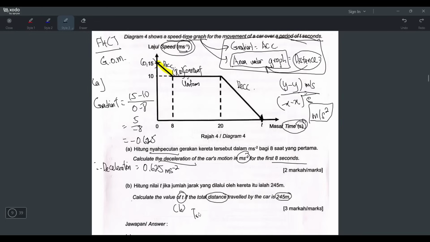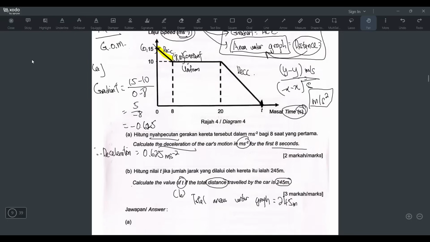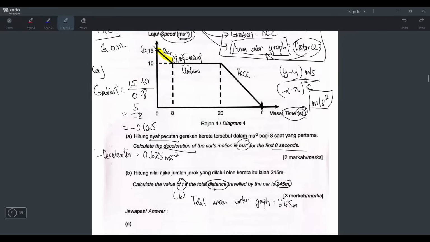So that means the total area under the graph is 245 meters. All right, so what do I have to do now? Find the total area. Total distance is 245, which means the total area under the graph is 245. How to find the total area under the graph? First of all, this is the graph, but I want the area under the graph.